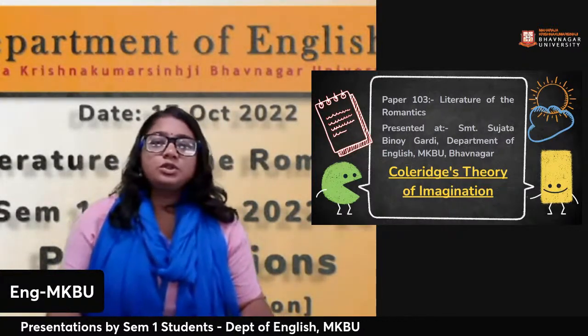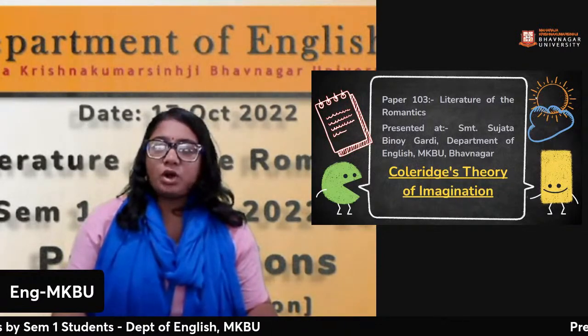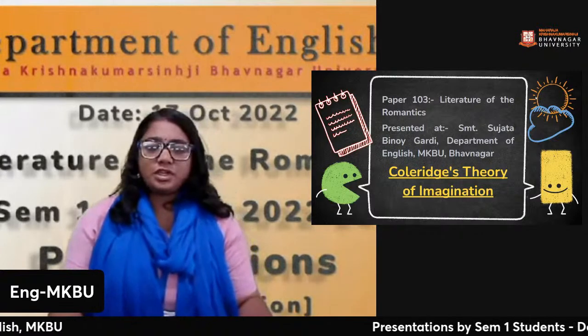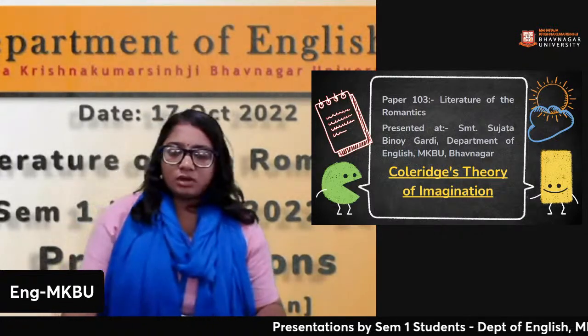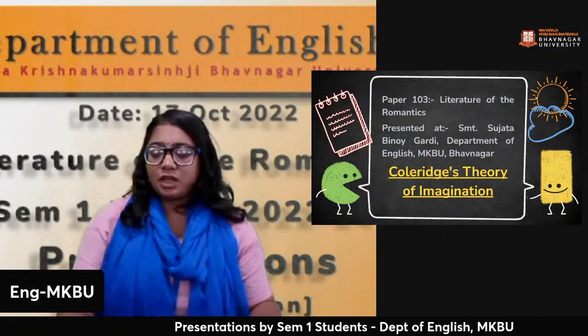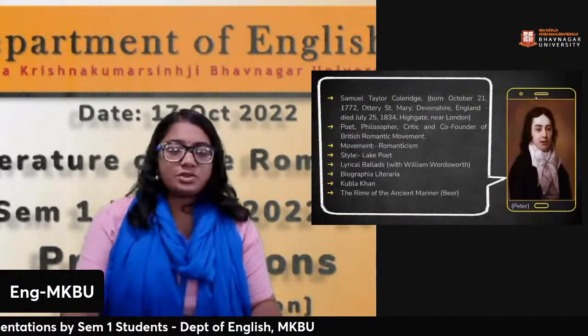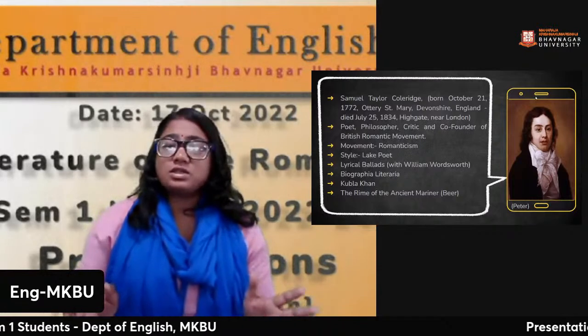Hello, good morning, everyone. On this third day of session one presentation from the paper number 103 Literature of Romantics, I chose the topic Coleridge's Theory of Imagination. Here is my personal information. Now about Samuel Taylor Coleridge.